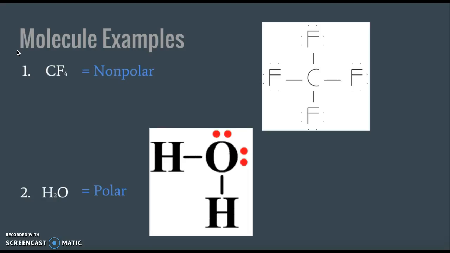This is because when the symmetry is even, all of the polar bonds are going to cancel out to be nonpolar, like in CF4. But in H2O, where a bent shape is formed and the 2 hydrogens are not symmetrical, then it's going to be a polar molecule, even though the 2 bonds are nonpolar.